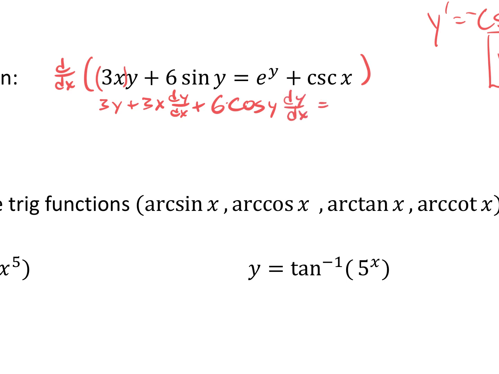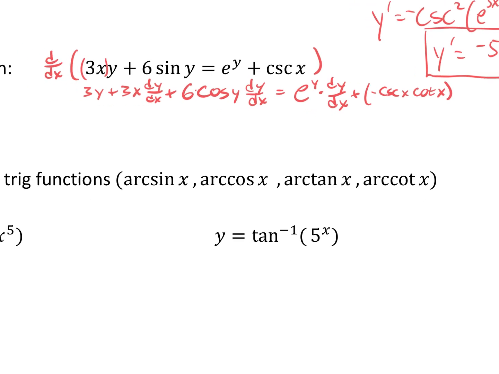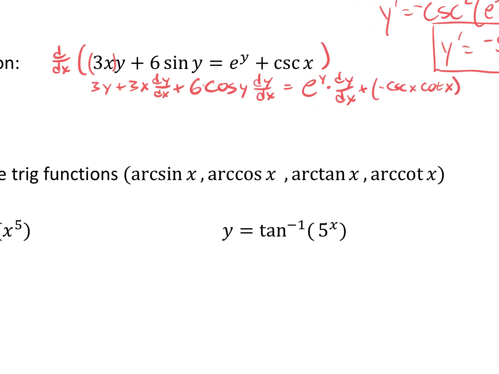And here we go. Now the right side, e to the y. So we take the derivative of the outside, which means just copy it down in this case, because e to the y becomes its own derivative. That's what's special about it. Times the derivative of the inside, dy/dx. Plus the derivative of cosecant is negative cosecant x cotangent x. Remember, cosecant doesn't go away. It comes right back when you take the derivative.